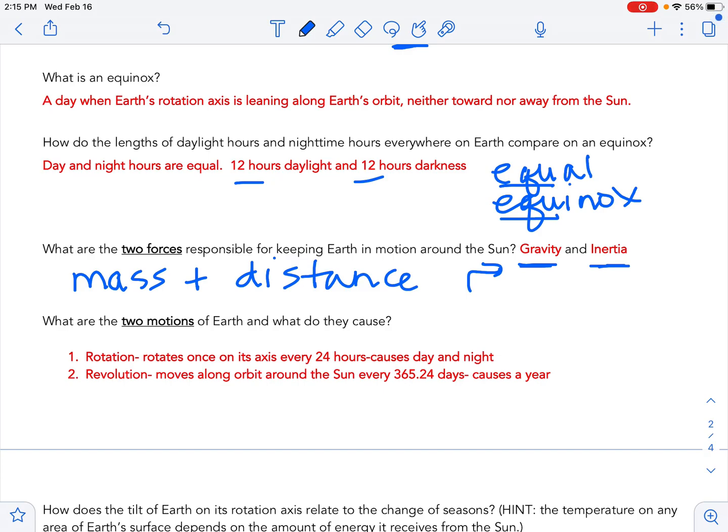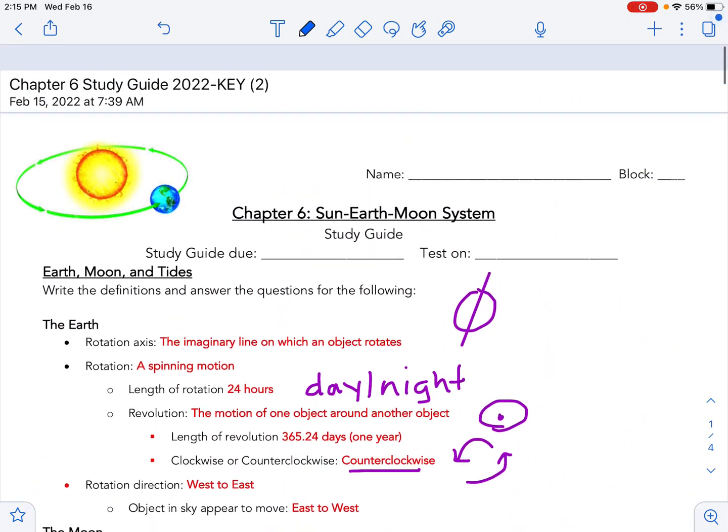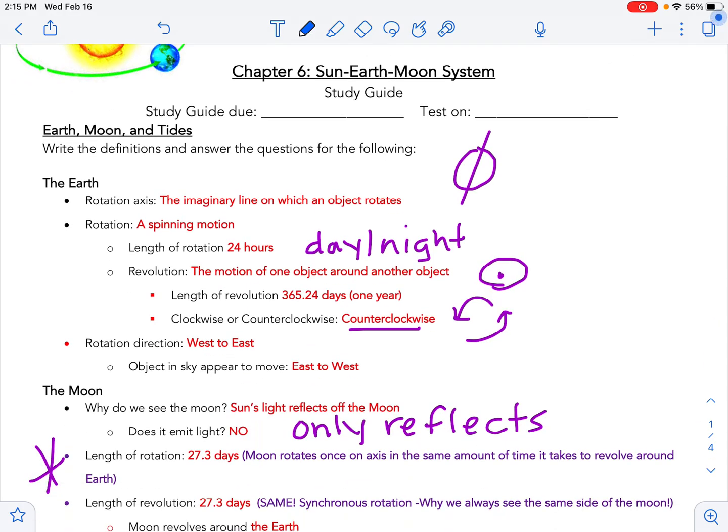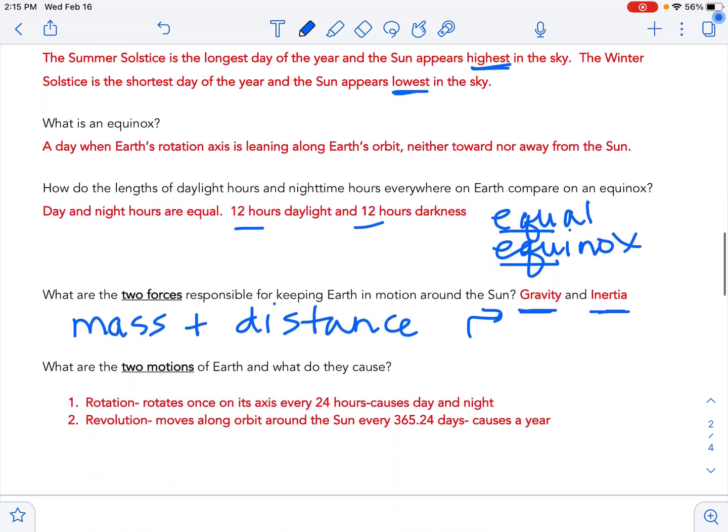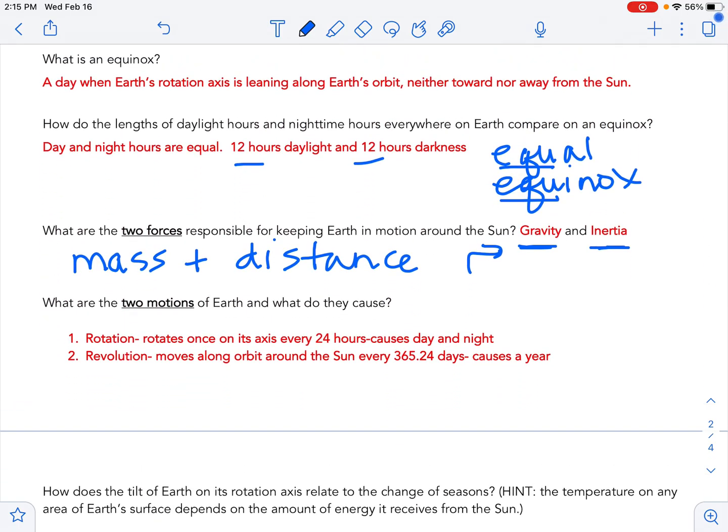Now, this is going to be an area where I have summarized what we did in this first part into one nice question, okay? So what are the two motions? Well, we've got rotation, once around on its axis every 24 hours, causing day and night, and revolution, which moves along an orbit around the sun every 365 and a quarter days, causing a year. Okay, so make sure that you are able to talk about the two motions of the Earth, rotation and revolution, what they do, what they cause, okay?